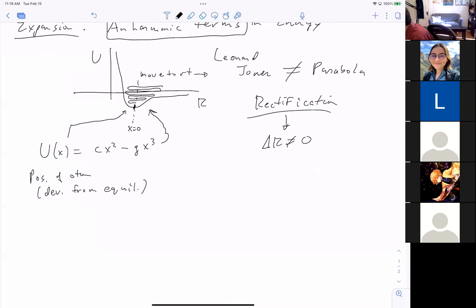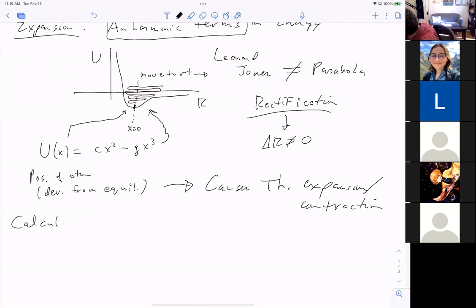And so then we ask ourselves, how will that actually cause thermal expansion? And there's a really simple way to see it. This causes thermal expansion and contraction. And there's a really nice way to see that, because what we can do is calculate the change in the atom's position, delta x, as a function of temperature.